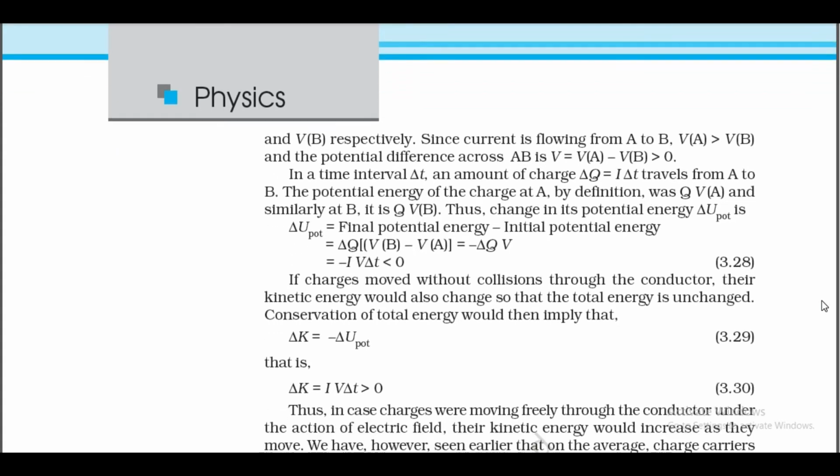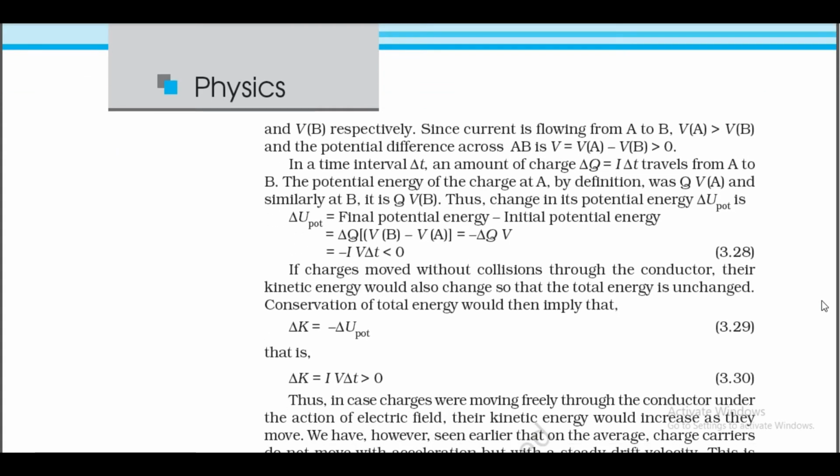In a time interval Δt, an amount of charge ΔQ = IΔt travels from A to B. The potential energy of the charge at A by definition was QV(A), and similarly at B it is QV(B). Thus the change in potential energy ΔU_pot is equal to final potential energy minus initial potential energy, which is ΔQ[V(B) − V(A)] = −ΔQ V = −IVΔt < 0.